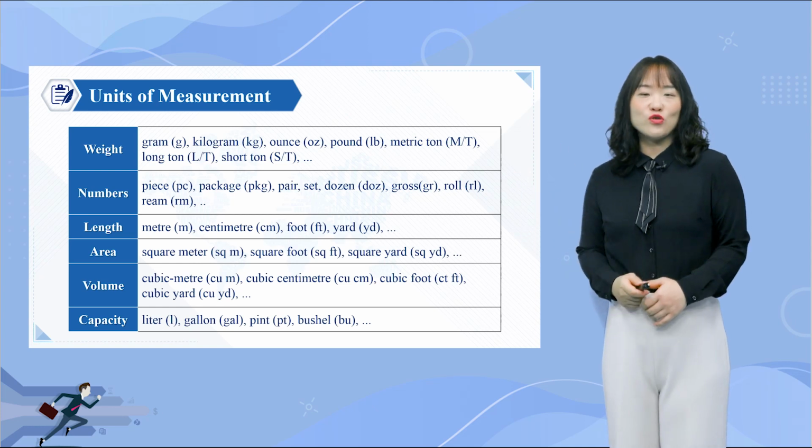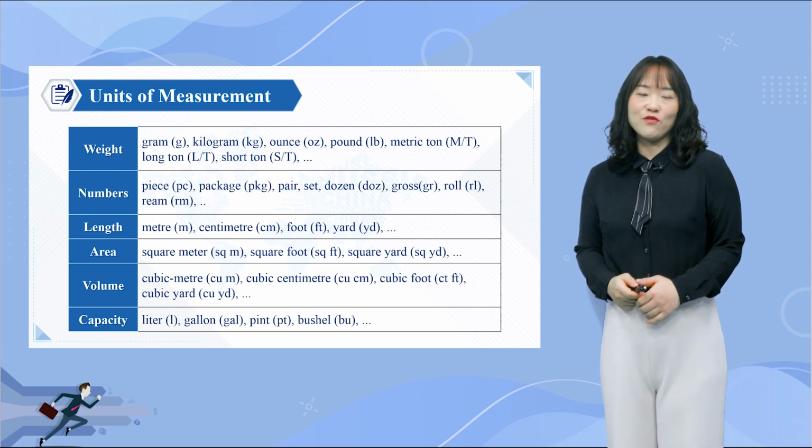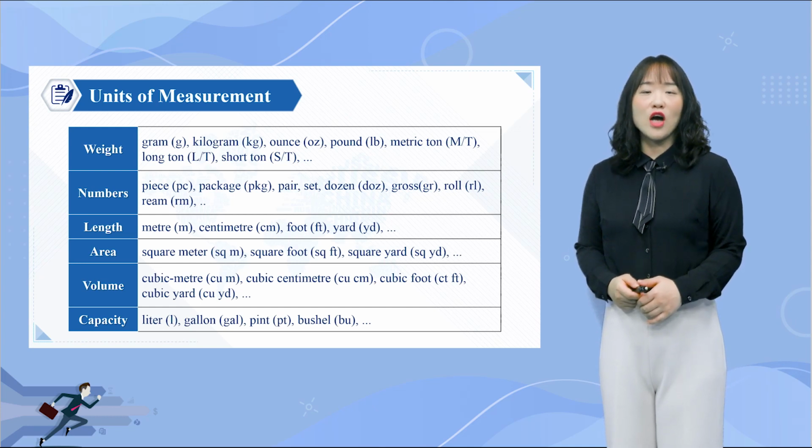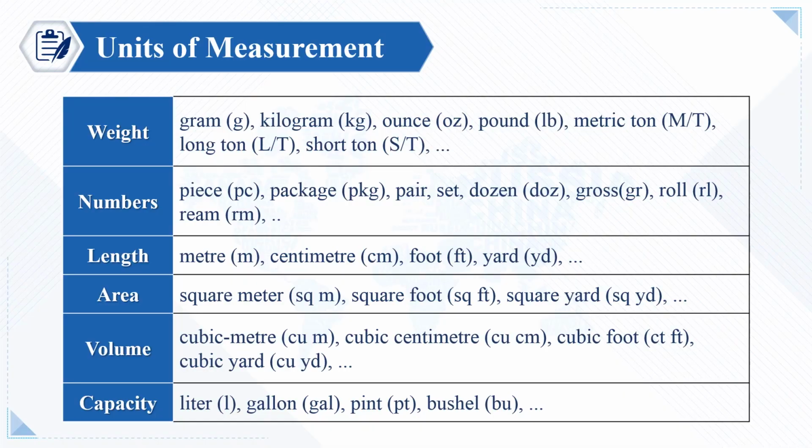Since different countries have different systems on calculating units, the units of measurement vary from one country to another. Furthermore, the same unit of measurement may represent different quantities. For instance, pound is used to represent the weight. However, an American pound is different from a European pound.